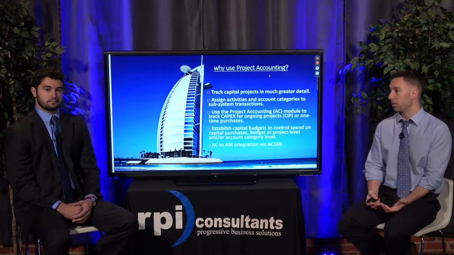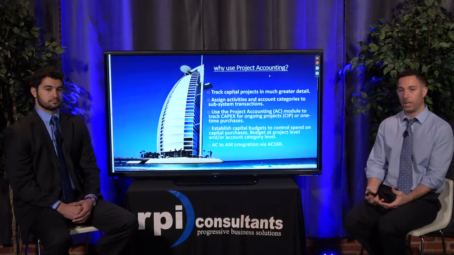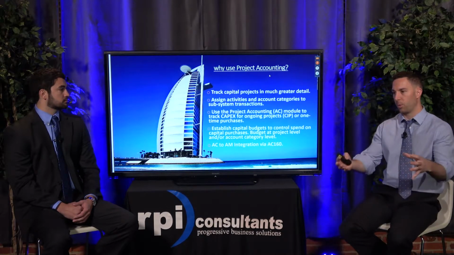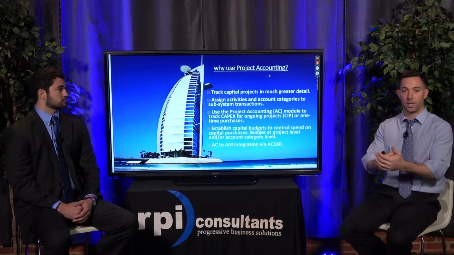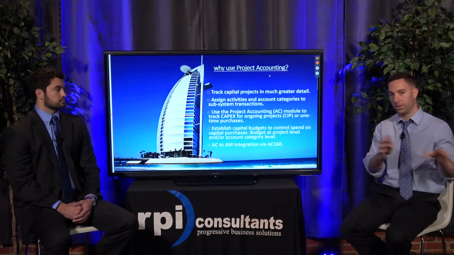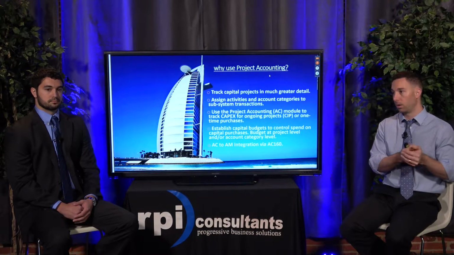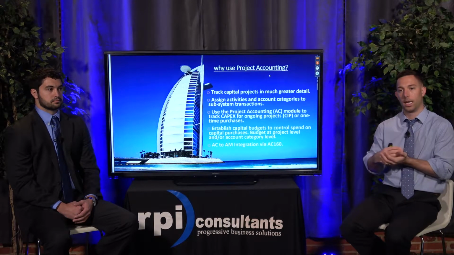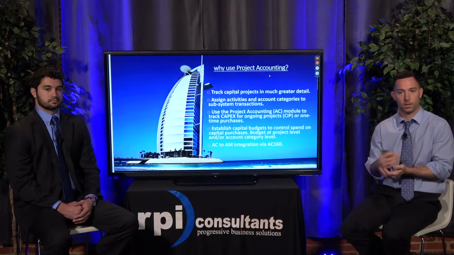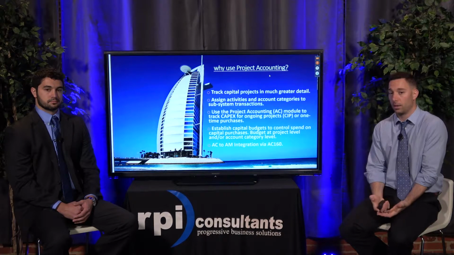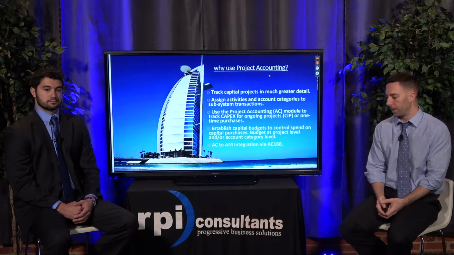It can be used for CIPs as well as one-time asset purchases. So if you have a capital budget and that includes both projects and one-time capital purchases, you can put that whole budget in AC, and you can also code CIP invoices to AC and fixed asset invoices to AC. There's no reason not to do that. So that's one way to do it.